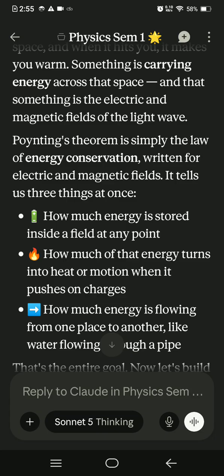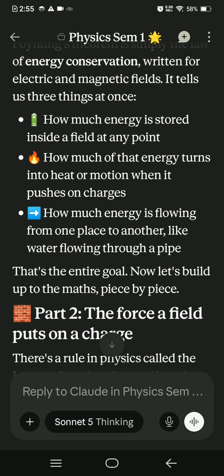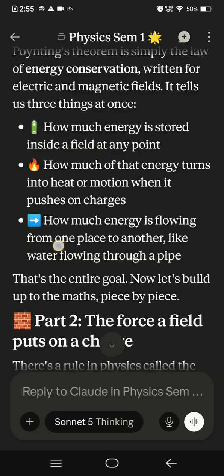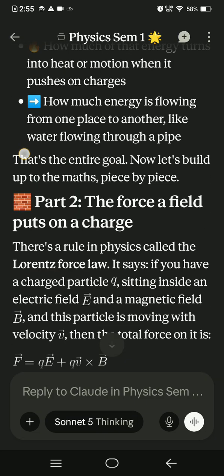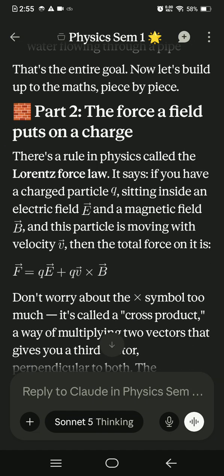It tells us three things at once. How much energy is stored inside a field at that point, how much of that energy turns into heat or motion when it pushes on charges, and how much energy is flowing from one place to another, like water flowing through a pipe. How much energy is stored inside a field at any point, and how much is flowing from one place to another. That's the entire goal. Now let's build up to the maths piece by piece.